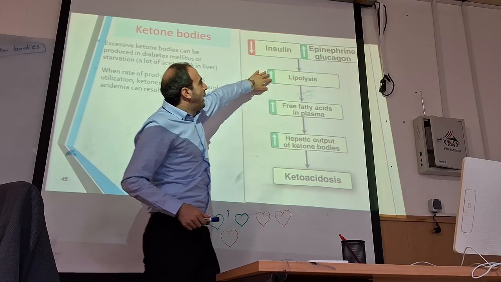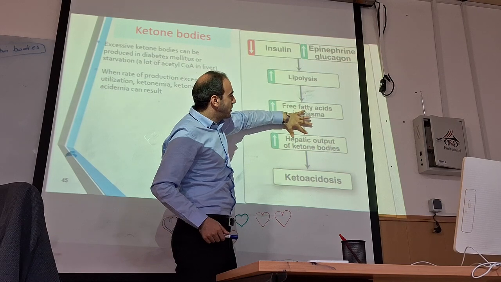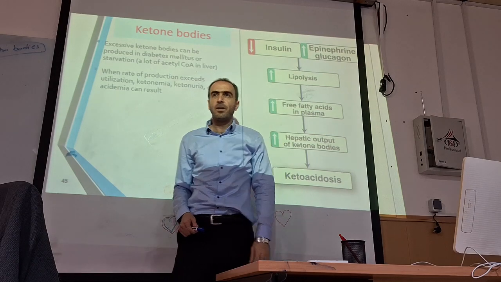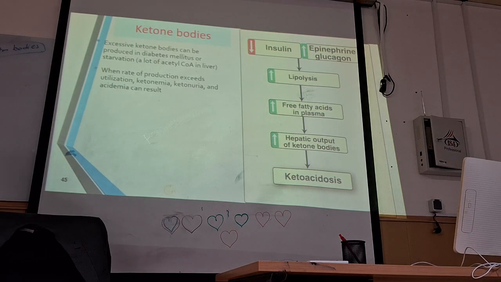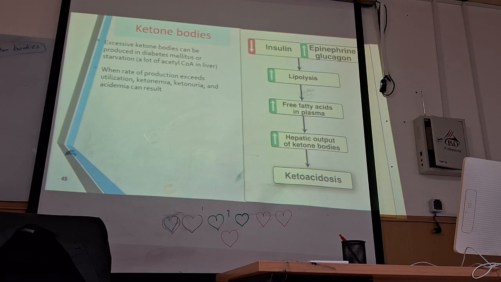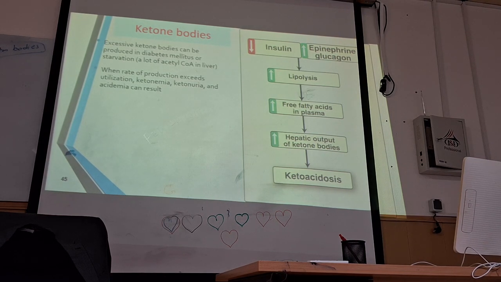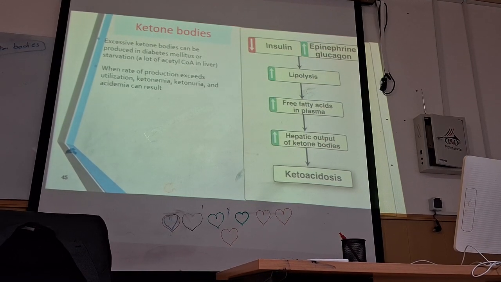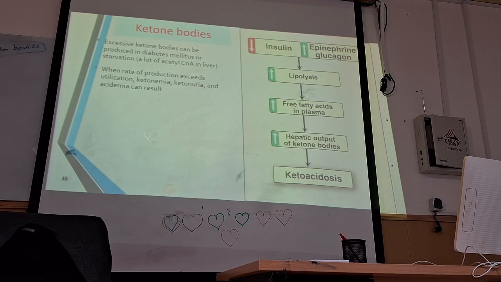if insulin is low and epinephrine and glucagon are high, lipolysis is increased, free fatty acid in plasma increases, hepatic output of ketone body is increased, known as ketoacidosis. It means the concentration of ketone in the plasma is increased, known as ketoacidosis. And we also excrete these ketones in urine, known as ketonuria. In diabetic patients, we have ketoacidosis.